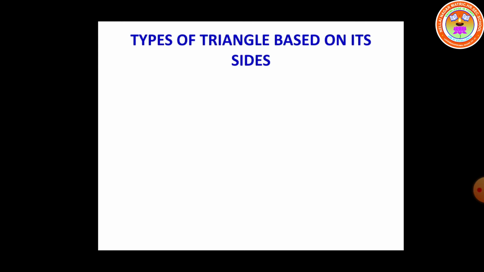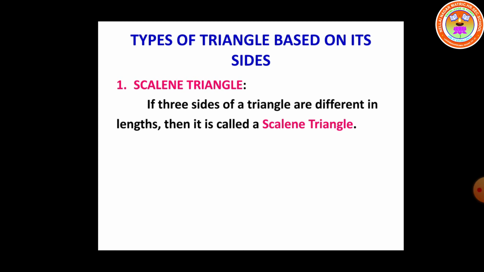Next one, types of triangle based on its sides. We have three types. First one, scalene triangle. If three sides of a triangle are different in lengths, then it is called a scalene triangle. For example, you see all the sides are different, therefore it is scalene triangle.